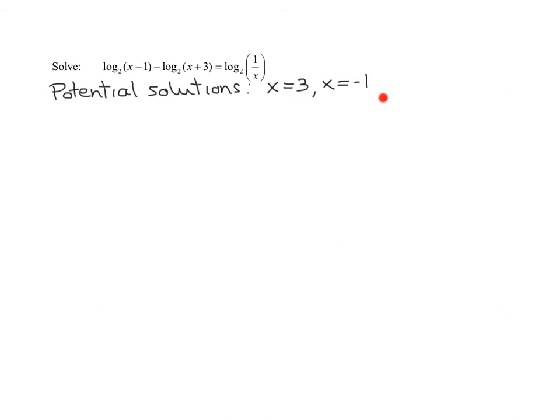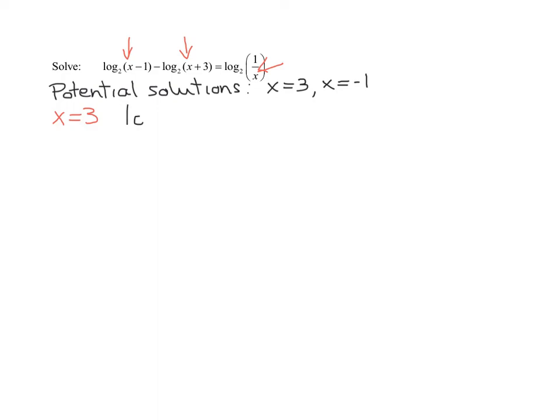So here are the potential solutions I got on the previous slide. So now what I have to do is I need to check both solutions in this equation. That means I need to plug in the value of x in these three places and see if the arguments are positive or negative, because I can only take the log of a positive number. So let's check x equals 3.